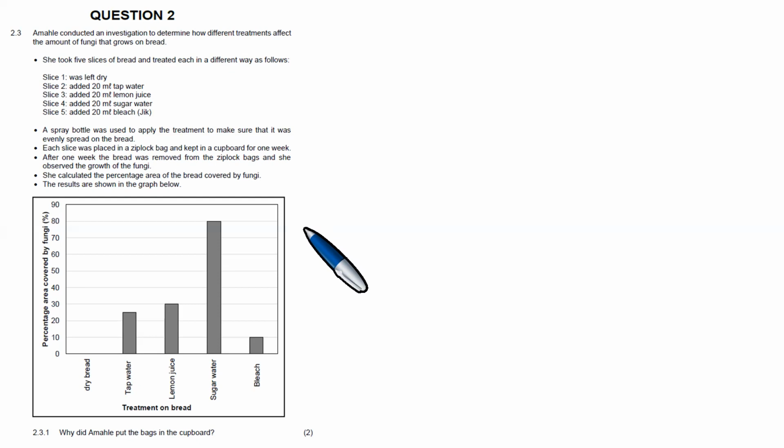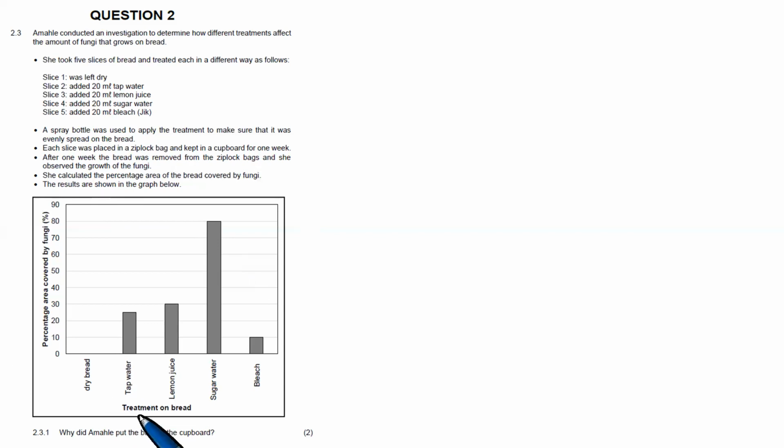Remember, you were putting these 5 slices of bread, leaving one dry, another one with tap water, and so on. After each slice was placed in a Ziploc bag, it was kept in a cupboard for 1 week. After 1 week, the bread was removed from the Ziploc bags and she observed the growth of the fungi. She calculated the percentage area of the bread covered by fungi. The results are shown in the graph below.